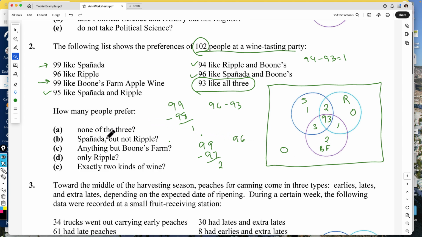So how many people prefer none of the 3? 0. See, no calculation. We did it. We already did all the calculation behind this. But if you tried to look at all this, it might be hard to do.